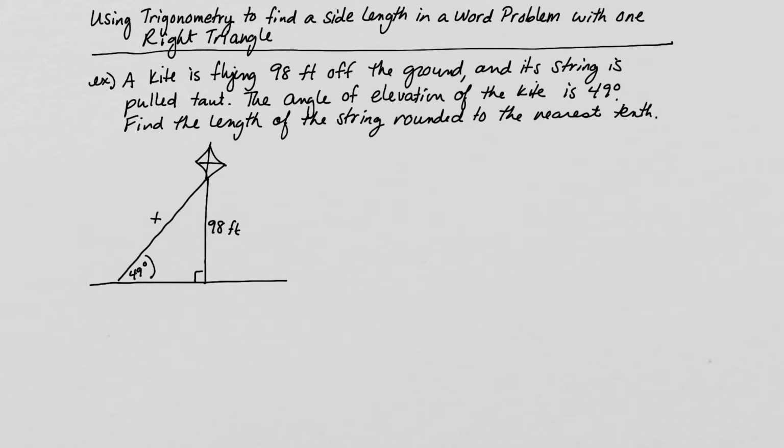So now I can set up a trig relationship. So I have an angle, I have the opposite side, I have the hypotenuse, so we're talking about sine. So the sine of 49 degrees is equal to the opposite, 98, divided by x. We're going to solve for x, so multiply up by x. So x sine 49 degrees equals 98. Divide both sides by the sine of 49 degrees.